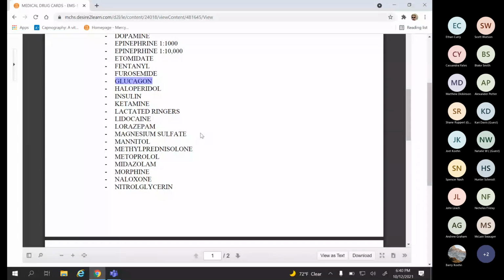A lot of times, flight is going to carry these, and in hospital. I don't know any EMS service that carries mannitol. But the reason I want you guys to know some of these drugs is because you're going to experience them in the hospitals.